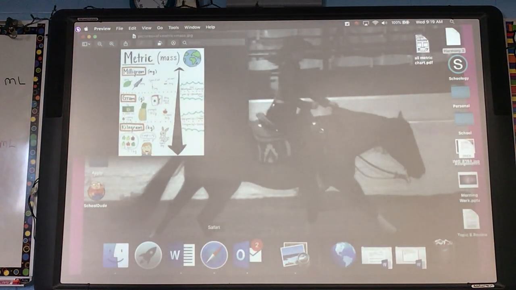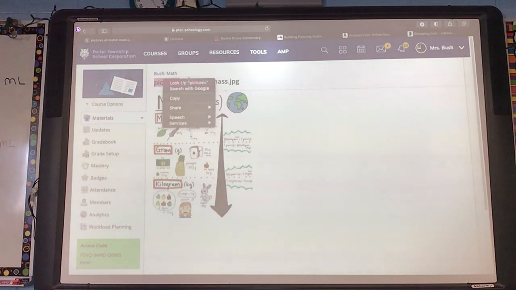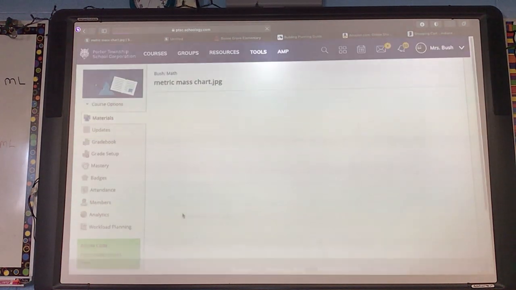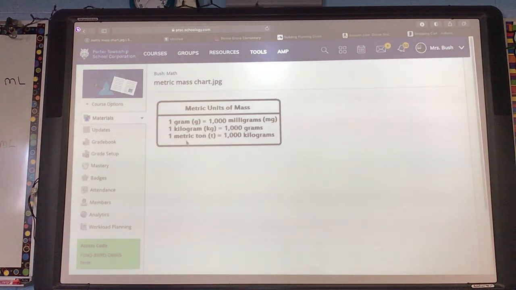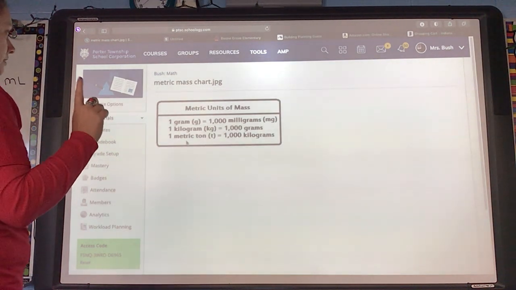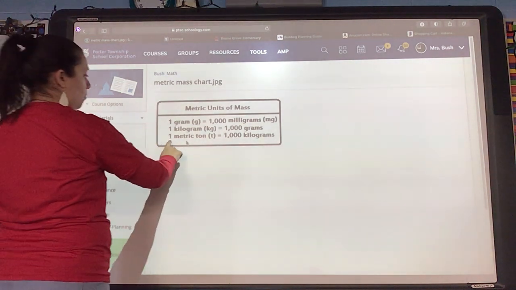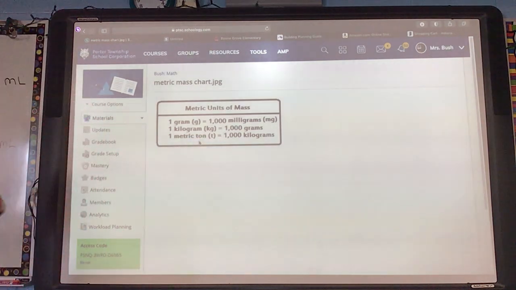Your chart then you need to save on Schoology is going to be our metric mass chart. And we have grams, kilograms, and milligrams. The one actually that we're not going to use probably today for our homework will be 1 metric ton. A ton is a very large unit of mass for metric, and we probably won't be using that one today for our homework. But I like having it on the chart in case we come across it, and then we are prepared with it. All right, left light on, please, Malia.